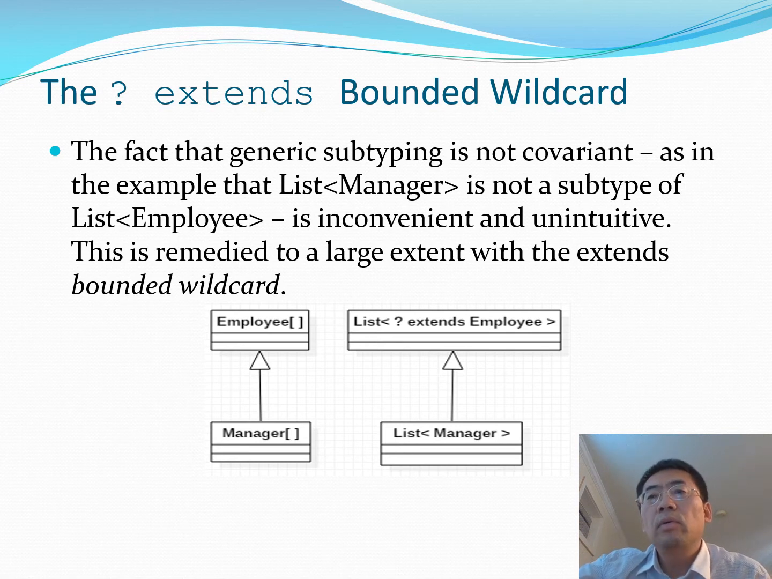Earlier we saw this example, Manager being a subtype of Employee, and so an array of Manager is a subtype of an array of Employee. But because of invariance, a list of Manager is not a list of Employee. So to make this work, we need to have a list of wildcard extends Employee as the supertype of a list of Manager. So with the use of the extends wildcard, we have this superclass-subclass relationship.